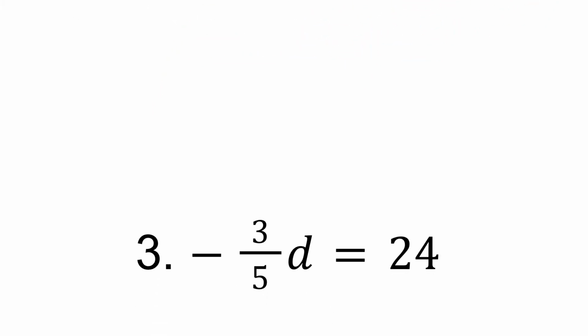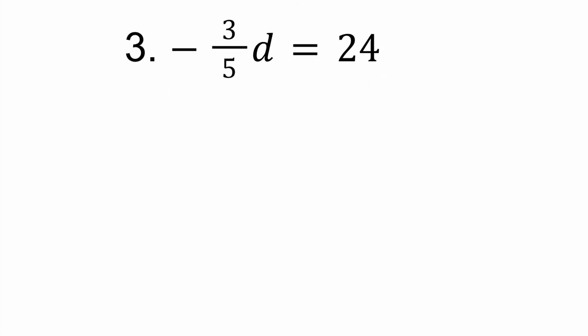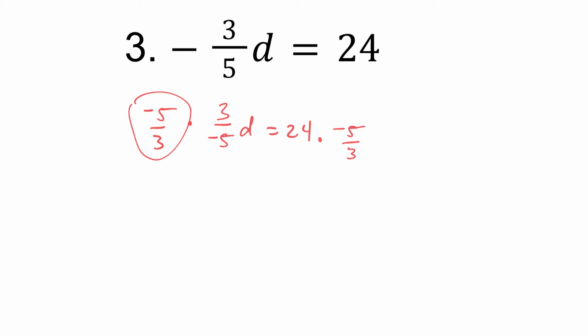Number 3. Now that negative can go anywhere. I think I'm going to put the negative into the denominator. So it's 3 over negative 5 times d is equal to 24. Okay, let's multiply by the reciprocal, because that's how we're going to get this canceled out. What I do here, I have to do here too. So negative 5 over 3. Okay, these cross cancel. Very nice.